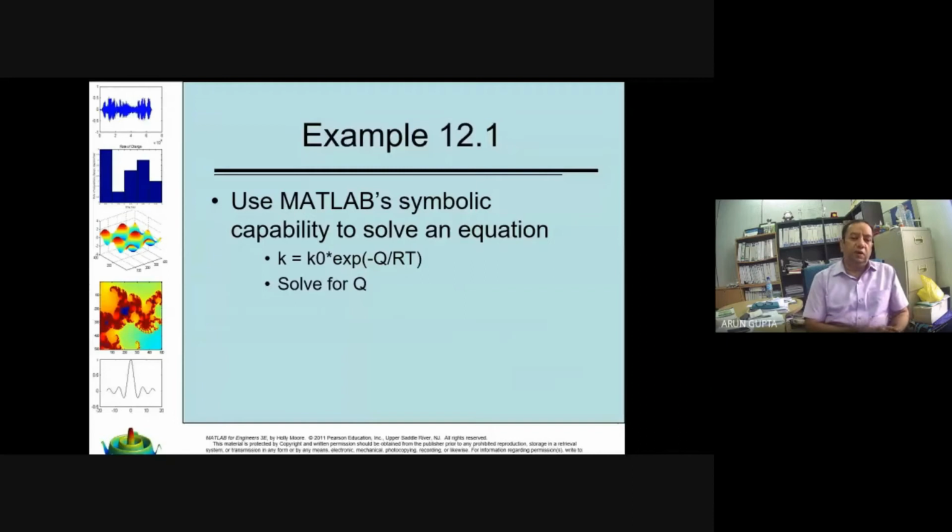Now there are a few more applications of solve, showing how we can use it. So this equation we have seen earlier, k is equal to k0 times exponential of minus Q upon RT. And then you can ask MATLAB to solve for Q. So you can give any mathematical equation, and then you can say that you want to solve for Q, or T, or whatever you want to calculate.